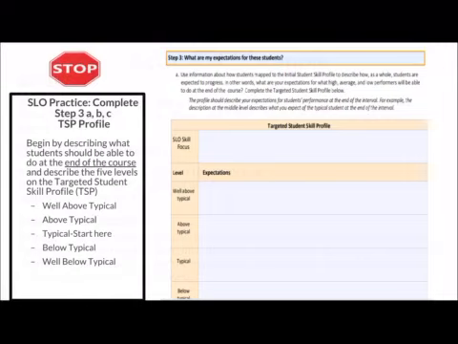Now what we're going to do is stop and give you the opportunity to complete step 3, parts A, B, and C on the targeted skill profile. Remember, this is growth that you would expect students to be able to do after quality instruction at the end of the year.